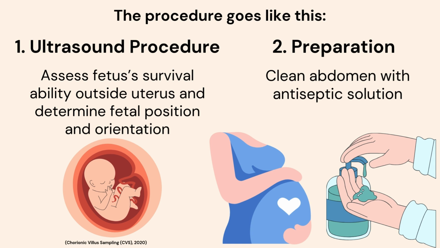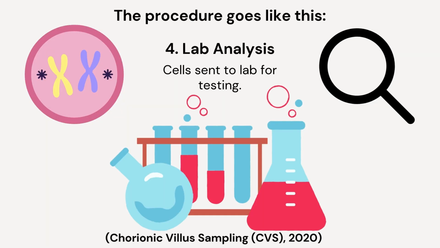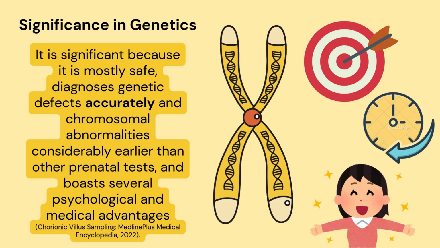First, an ultrasound is done to assess the fetus's ability to survive outside the uterus and to find its general position and orientation. Secondly, the abdomen is cleaned with an antiseptic solution, and then a fine needle or catheter is used to extract a tissue sample from the placenta. Then finally, the cells go to a lab for analysis. Next, I'm going to be talking about the significance CVS has in the field of genetics. It is significant because it's mostly safe, diagnoses genetic defects accurately, and detects chromosomal abnormalities considerably earlier than other prenatal tests, and boasts several psychological and medical advantages.